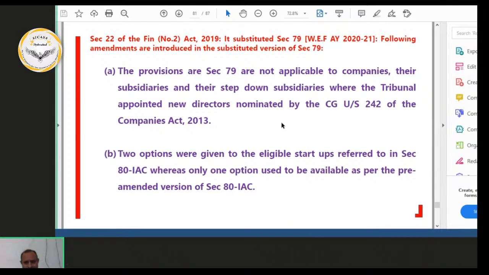Then 79, one more amendment is also made. See, where there is a change in the shareholding pattern, more than 51%, because of a government's order, because of a tribunal's order, then in such case also the provisions of 79 are not applicable. It means full losses can be carried forward even though there is a change in voting power by more than 51%.